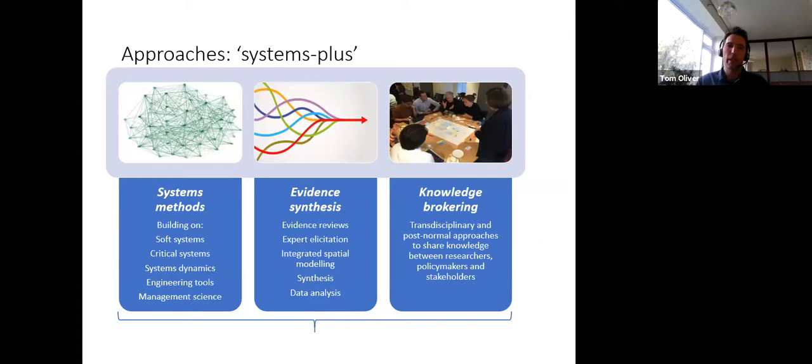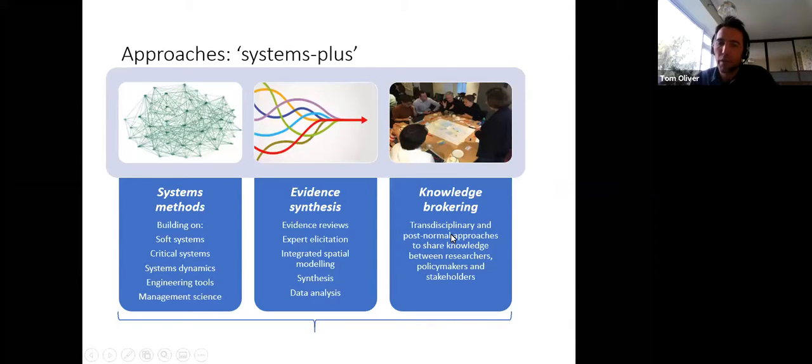So I guess the approach that we take is you could call systems plus, or we haven't quite got the terminology yet, but the idea really is that if you think about systems approaches, there's a very broad church. There's systems engineering approaches, there's biological systems approaches, there's social sciences methods as well. And we really wanted to draw on the full range of those methodologies.